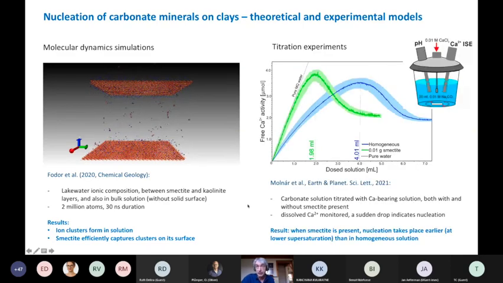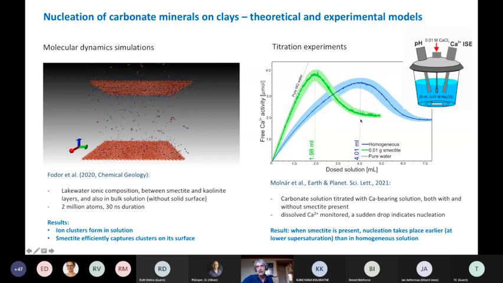The other approach that we took was that we did some lab experiments where we had a carbonate-bearing solution and titrated calcium-bearing solution into it. So on the horizontal axis, you see an increase in the calcium concentration as it is added to the solution. And on the vertical axis, you see the free calcium activity in the solution. And as calcium is added, of course, calcium activity increases. And then when it drops, that indicates the point where nucleation happens, where the solid phase starts to form. And the blue curve represents the homogeneous solution when there is no clay mineral.